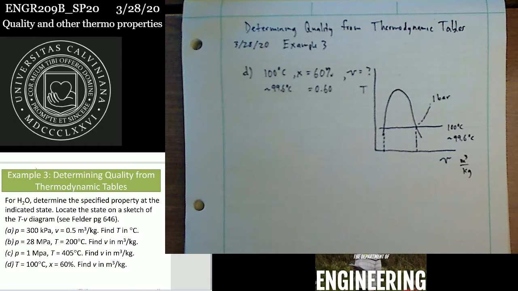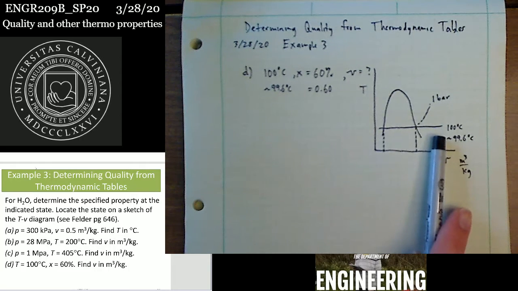So we're asked to find the specific volume. So immediately we know that it must lie in this envelope, in this liquid vapor envelope. We just don't know where yet. So we can set it up on the phase diagram as having 100 degrees on our line of constant temperature.